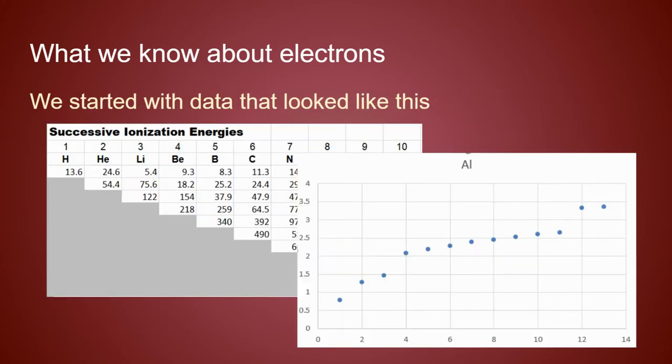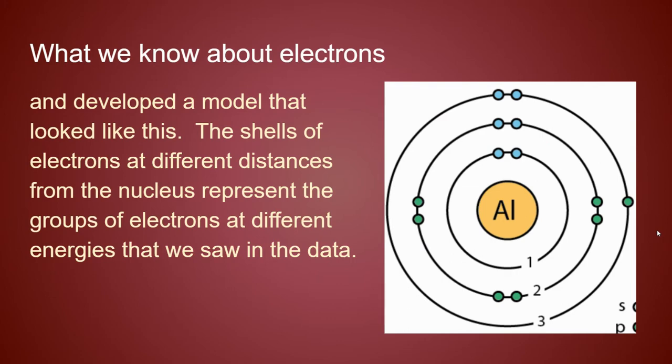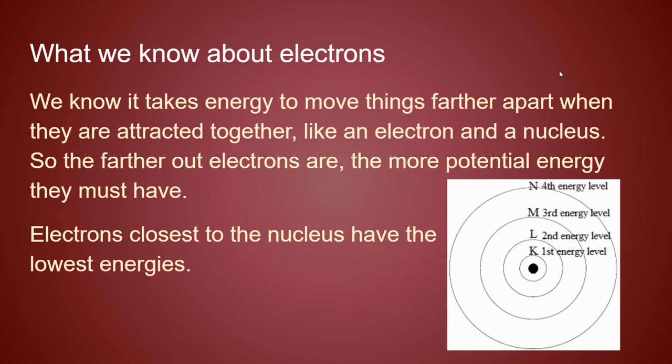We started with data that looked like this. Remember the groups of electrons at the different energies. This is the log plot. And we developed a model that looked like this. The shells of electrons at different distances from the nucleus represented groups of electrons at different energies that we saw in the data. So what we know about electrons.